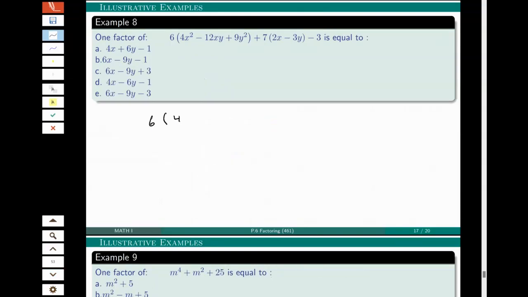Now I have here 6 times 4x squared minus 12xy plus 9y squared plus 7 times 2x minus 3y minus 3. We should notice here, either to factor it normally, I'm factoring the 3 group.